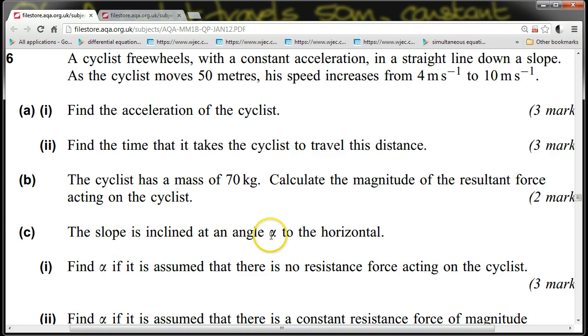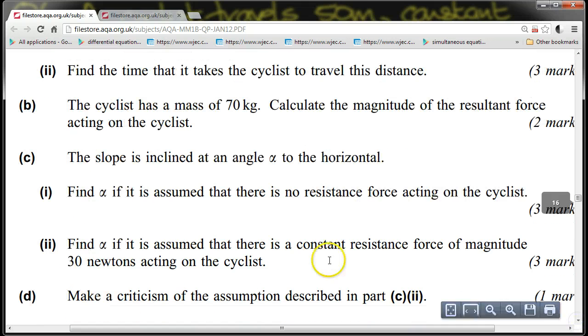The slope is inclined at an angle alpha to the horizontal. Find alpha if it is assumed that there is no resistance force acting on the cyclist. Find alpha if it is assumed that there is a constant resistance force of magnitude 30 newtons acting on the cyclist. Make a criticism of the assumption described in C part 2.